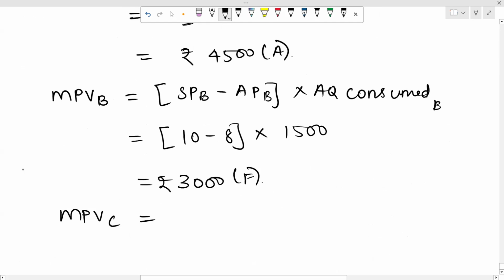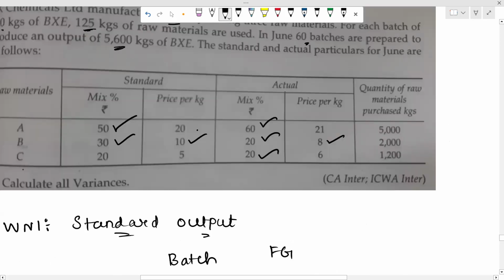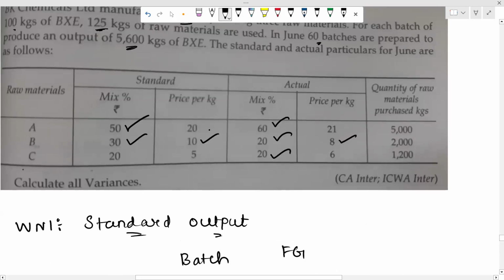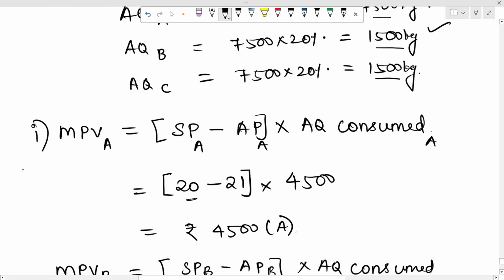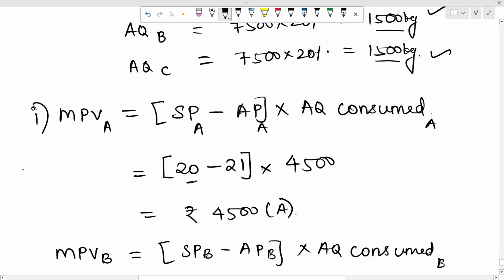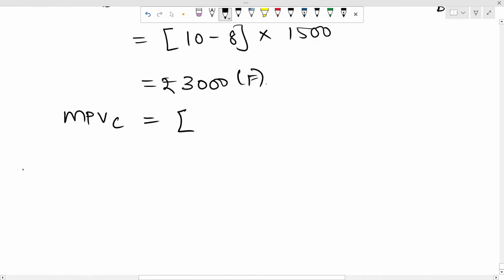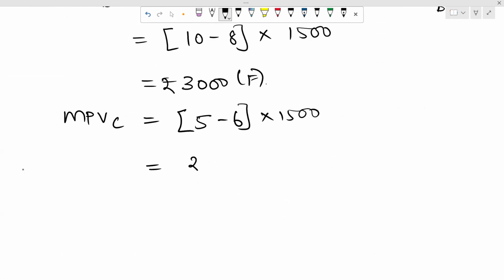Again, I'm not writing the formula. We can directly solve it. Standard price of C is rupees 5 per kg and actual price is rupees 6 per kg. So 5 minus 6 into actual quantity consumed is 1,500 kg. So standard price is 5 minus actual price is 6 into 1,500. So we get negative 1,500. We can write it as 1,500 rupees adverse.